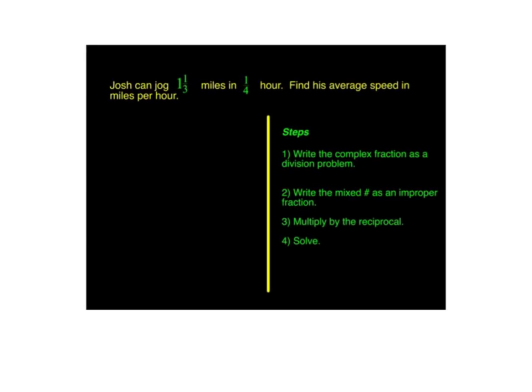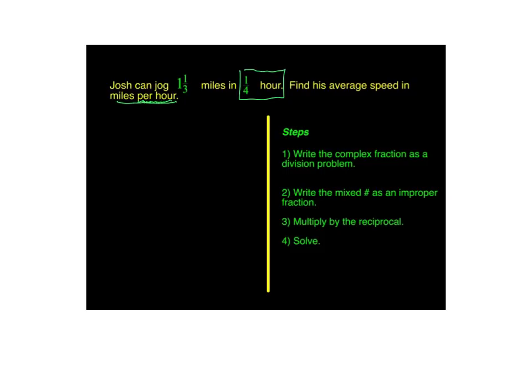Josh can jog 1 1/3 miles in 1/4 of an hour. We are looking for his average speed in miles per hour. So the first thing we have to understand is, how do we know which number goes in the numerator and which number goes in the denominator? I always look for the per. The per tells me which thing I want to get down to 1, or sometimes up to 1. I want to get the hours down to 1, which means that this is the value I'm going to put in the denominator.